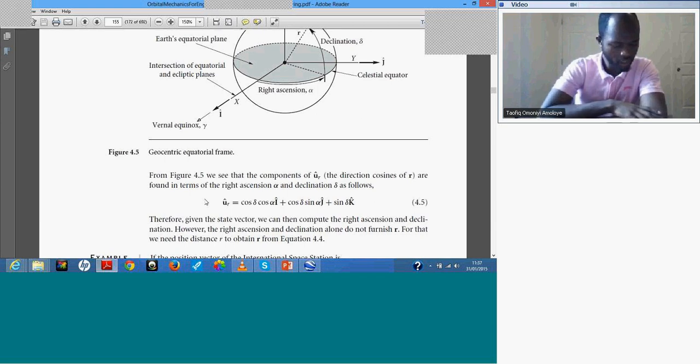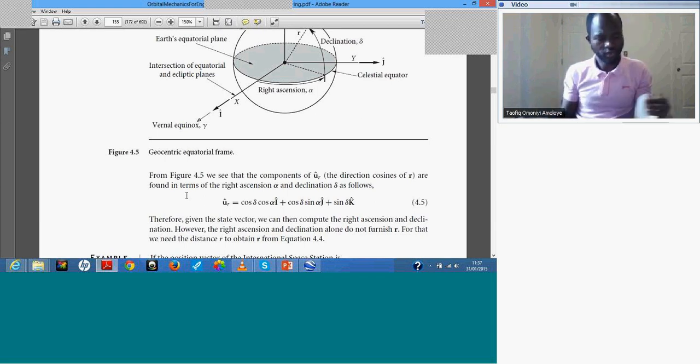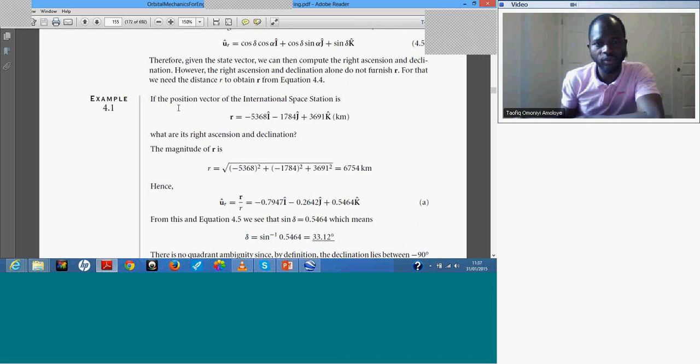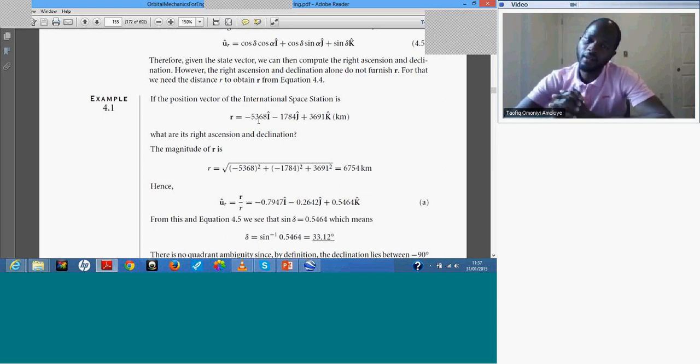Let's quickly finish up by looking at this example. Example 4.1: if the position of the International Space Station is r equals that, this is related to a geocentric inertial frame of reference, and this is how you see it in the sky. What are right ascension and declination?